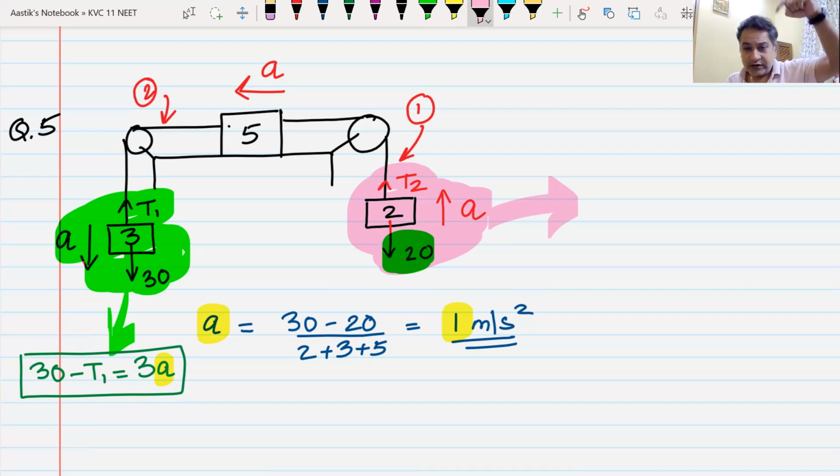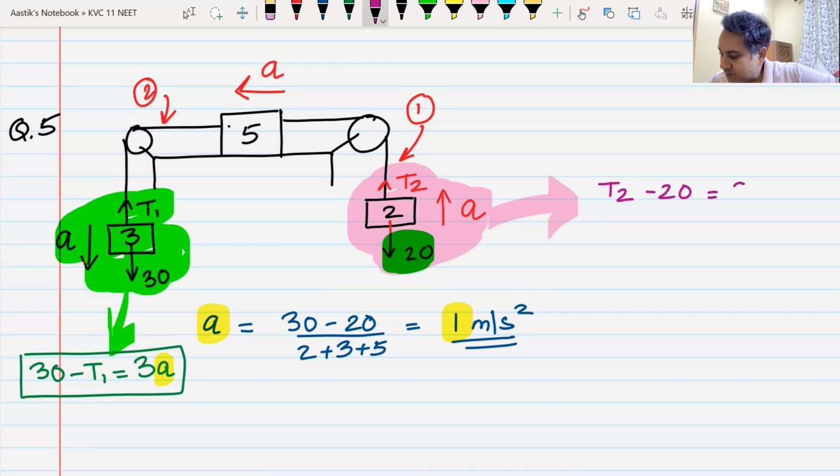T2 is upwards. 20 is downwards, mg. A is upwards. What is the equation of the right hand side block? 20 minus T2 equals to 2A. Where is it moving, beta? T2 minus 20 is equal to 2A. Yeah, that is correct, beta. It is moving upwards. So upwards minus downwards is equal to 2A.